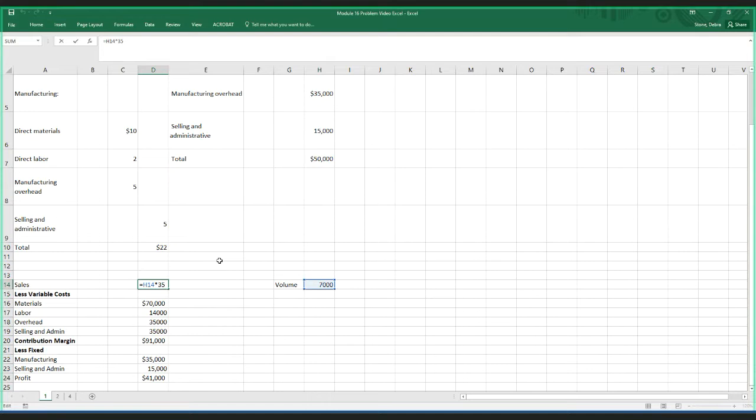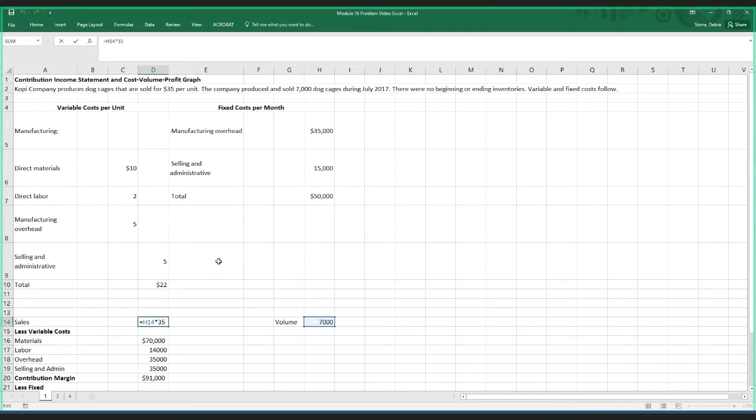B that I went ahead and used here. The volume of 7,000 times, as it tells you up above in the problem, is $35. That's how I was able to get that 200,000. For the materials, again, I'm using what they gave me at $10 times the volume of 7,000. And the same would be of the rest. I'm building this sheet here. Overhead is 35.